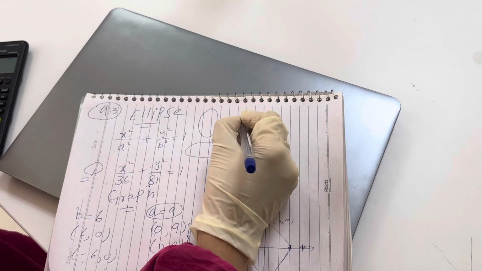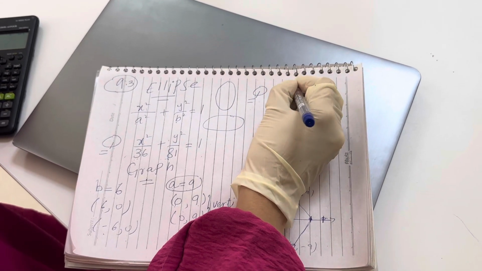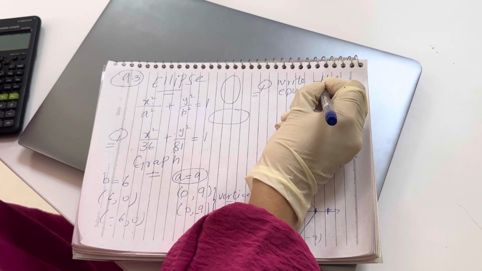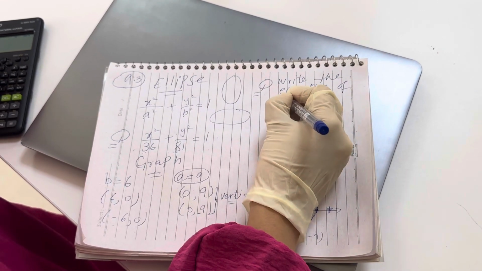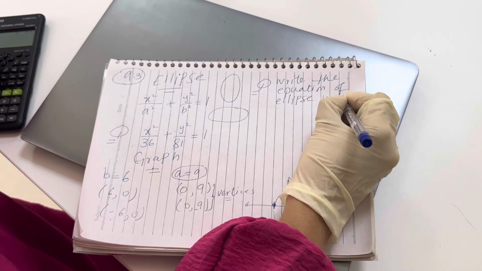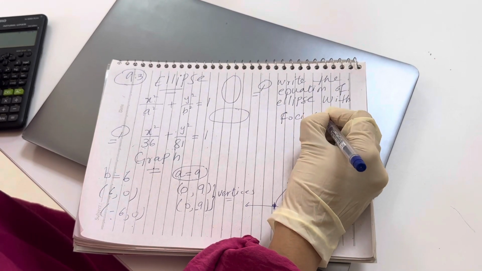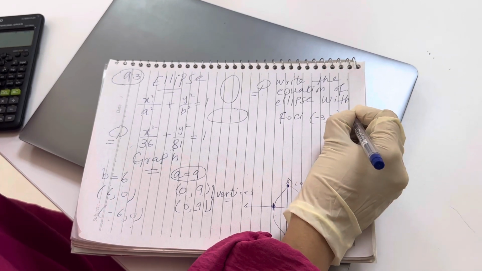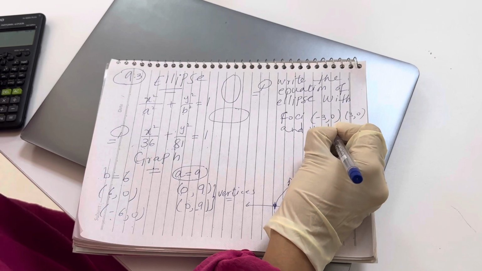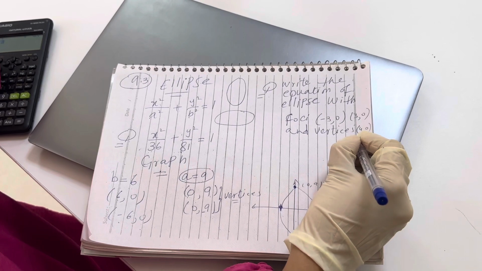Now for example, if the question is: write the equation of ellipse with foci negative 3, 0 and 3, 0 and vertices 4, 0 and negative 4, 0.